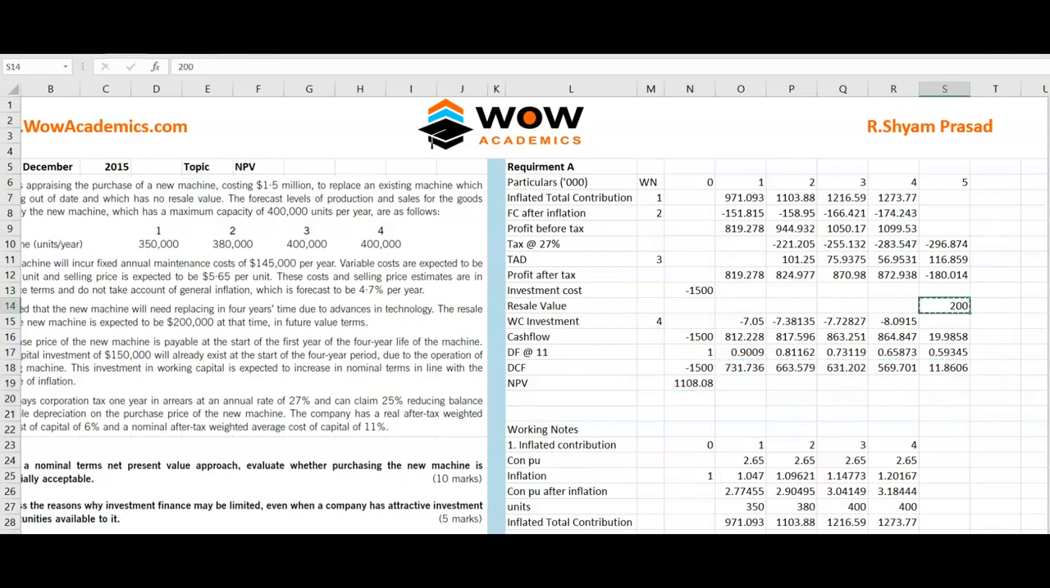So we have made one mistake. The cash flow occurs on the 4th year, not on the 5th year. So this will give us the exact answer. So the answer comes to 1121. Okay. So what is our suggestion? Our suggestion is, as the NPV is positive, we can select the project.